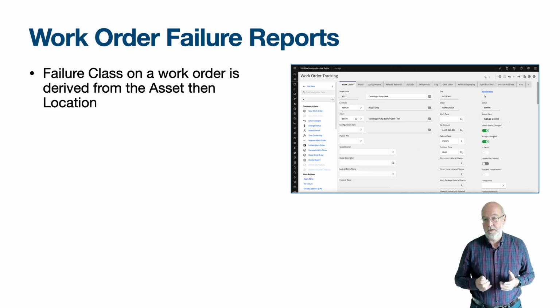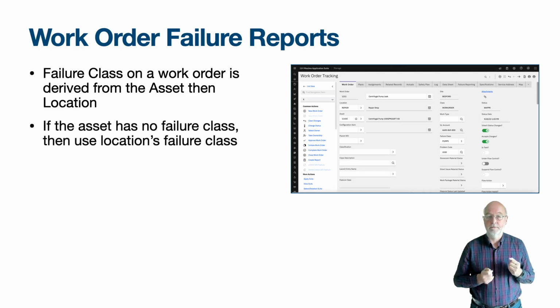If there is no asset, then the failure class will be derived from the location. If the location has a failure class, but the asset's failure class is null, then the location's failure class will be used.